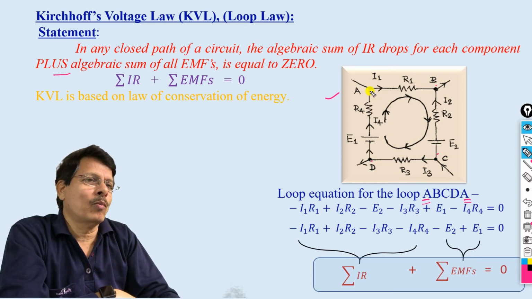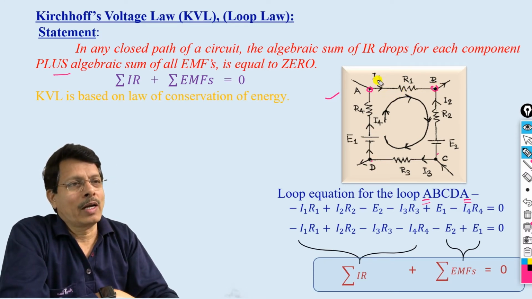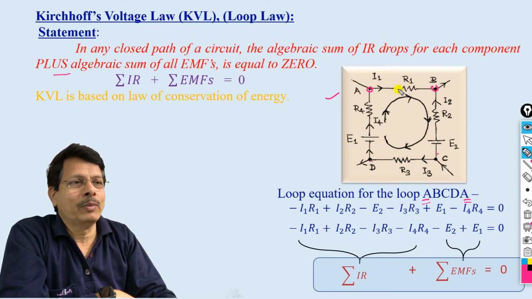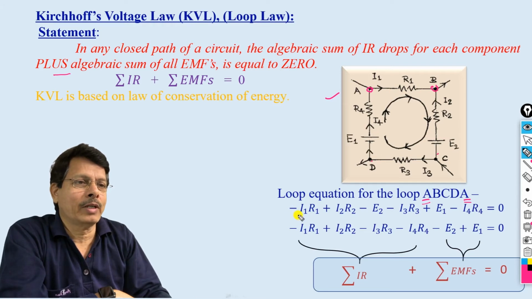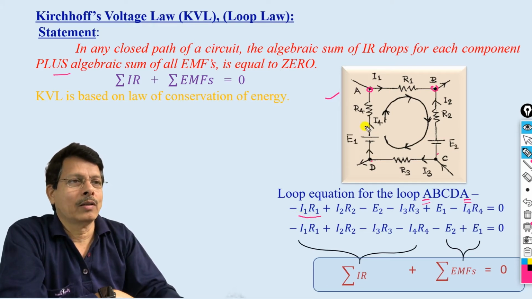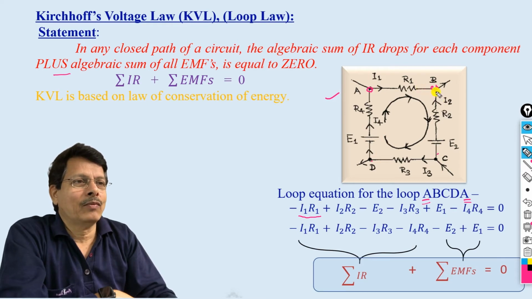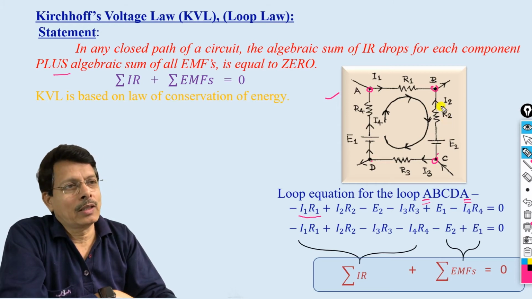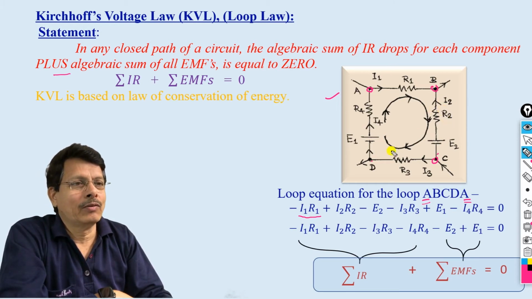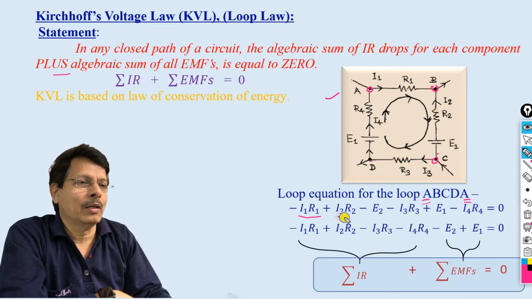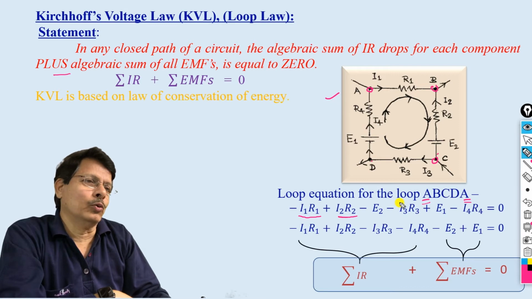As you go from point A to point B, there is a component R1, and we have assumed the current through that is I1, and the IR drop across it, the potential difference, will be IR. Therefore the first term I have taken here is I1 R1 for part AB. Then from B to C we have R2, and the current through that is I2, and therefore the potential difference will be I2 R2.